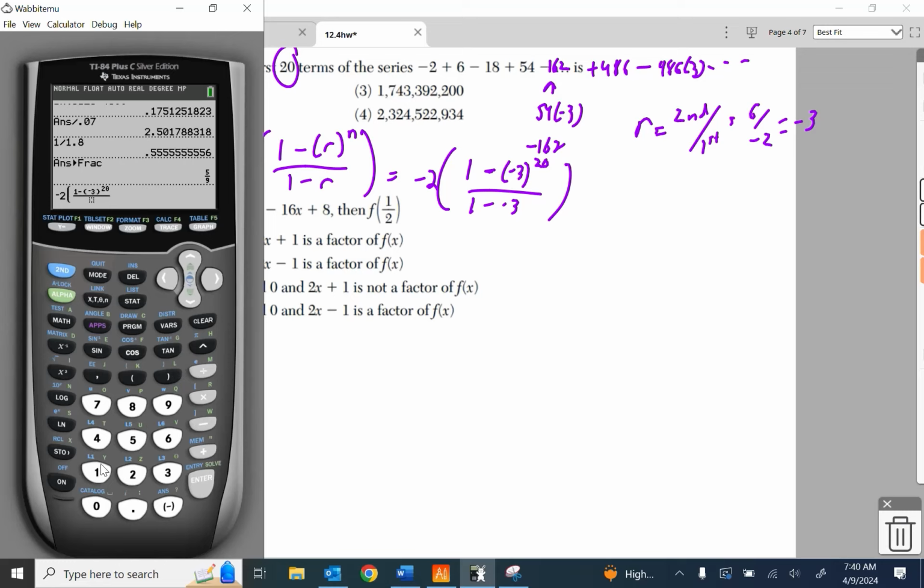Anyways, I'm just pushing the old buttons in the calculator. There you go. 174392, blah, blah, blah. Choice 3.